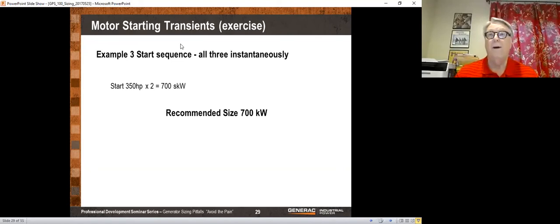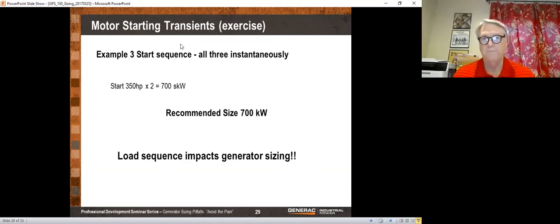If you go back here and you can start the 200 and then the 100, then the 50, go ahead and buy that 400 kilowatt generator. But remember, if the 200 ever stops, you're going to have to stop the other loads in order to restart the 200. So in a lot of cases, this simultaneous is actually the right size. But it all depends on the capability you have to control how those motors start.